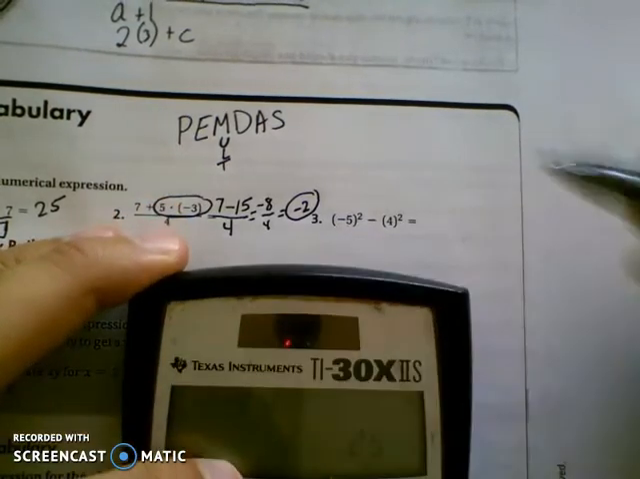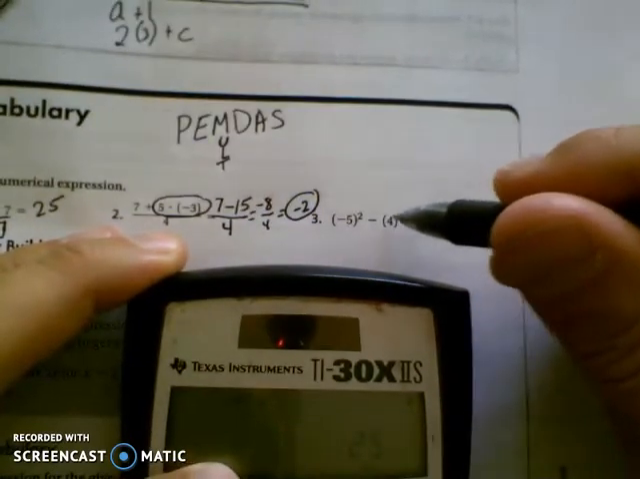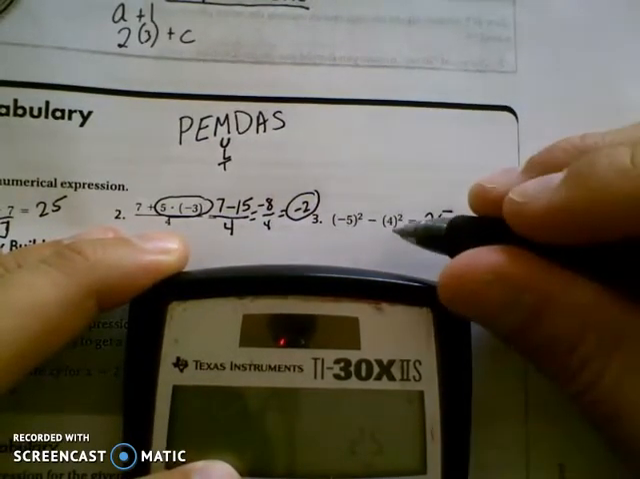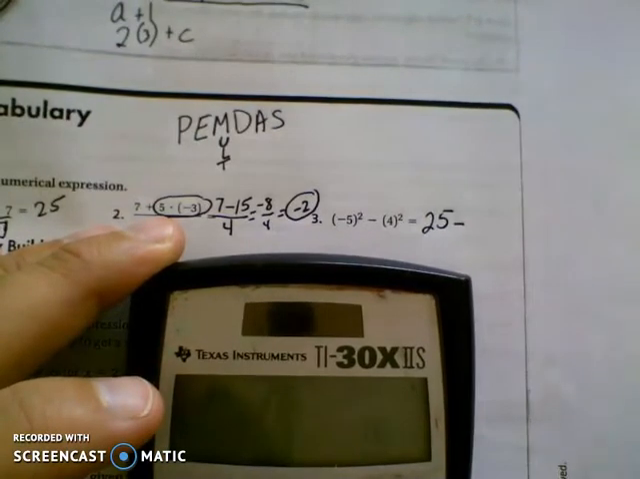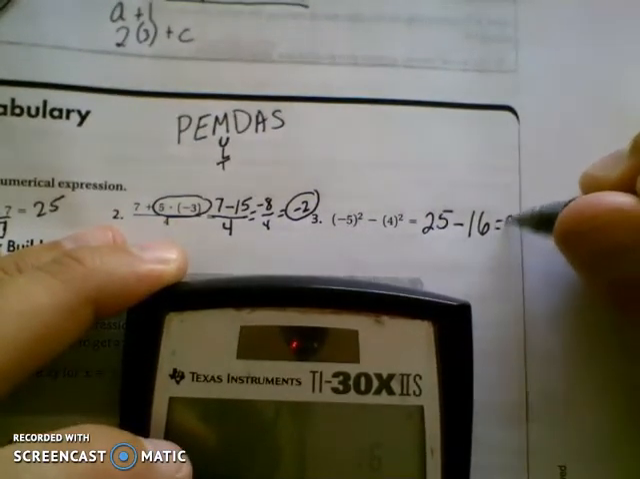Negative 5 squared is 25. And since the minus sign is not inside the parentheses, you keep it separate. And 4 squared is 16. 25 minus 16 equals 9.